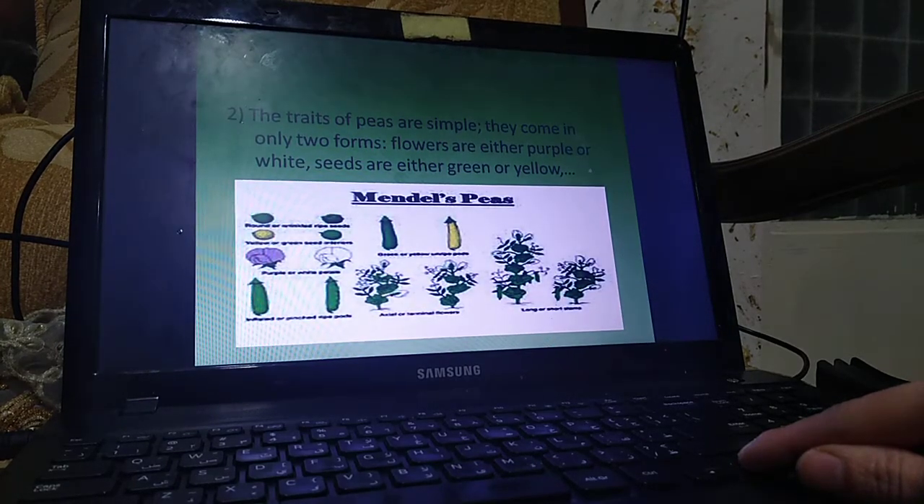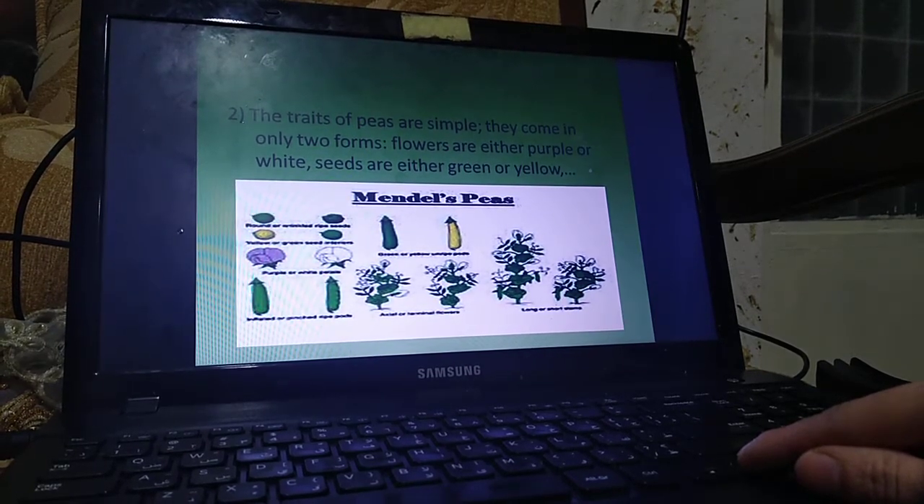The second reason he chose peas was that the traits of peas are simple, meaning that for every characteristic of peas, we have only 2 forms. So, for example, peas are either yellow or green. Have you ever seen purple peas or red peas? No. The seeds of peas are either yellow or green. So things are simple in peas, which means it's the best choice to begin studying heredity, because when we begin studying a new science, we have to begin with simple things. We never begin with the most complicated things. So it's wrong to begin studying heredity in humans unless we study heredity in peas and simple living things first.